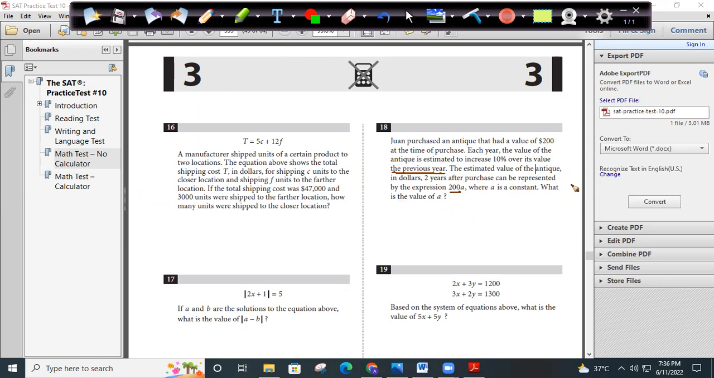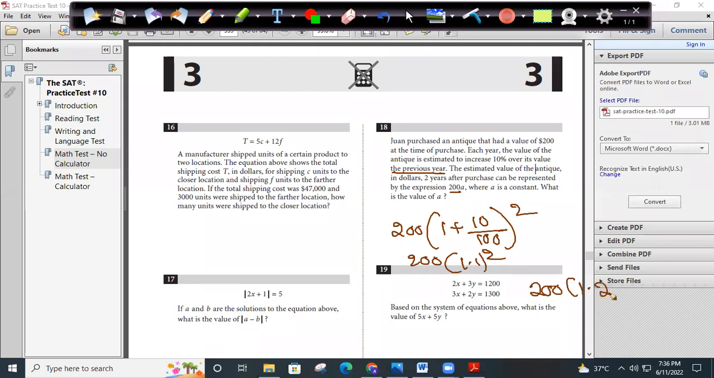If you don't know how to solve, see here how simply we can solve. There are many ways to solve. One way of solving is 200 into 1 plus 10 by 100, whole square. 200 into 1 plus 1 by 10, which is 1.1, whole square. 200 into 1.21. So the value of A should be 1.21.